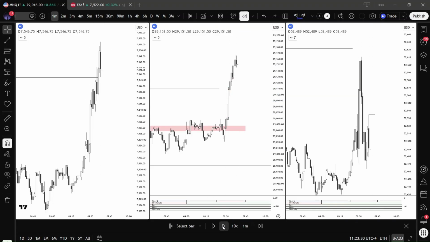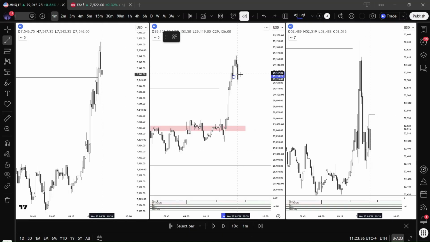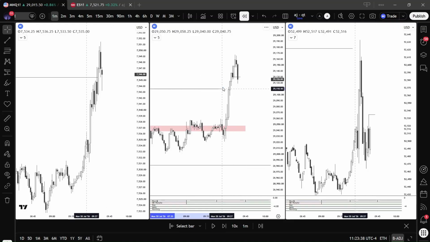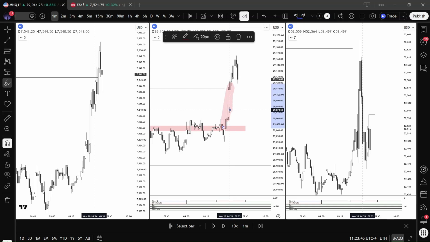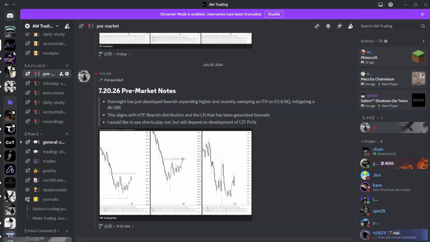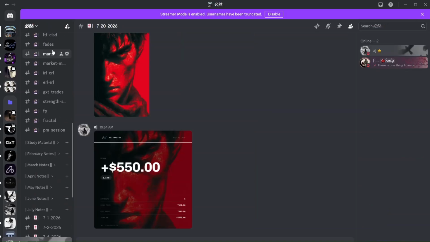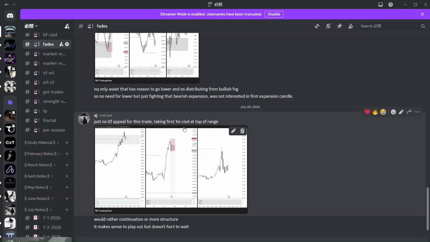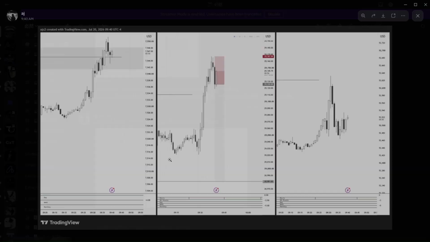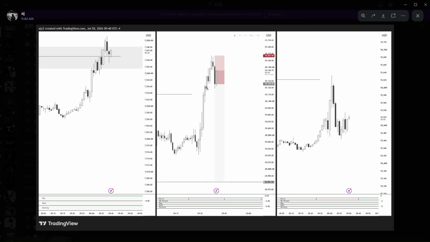Initially I see people that took this short here, which is technically valid. We have the CISD at the highs. To me, we're immediately fighting this entire leg of expansion. In my mind, I had actually written this out in my fade journal: no low time frame appeal for this trade, first 1 minute CISD at the top of the range. There's nothing here that validates or allows price to quickly distribute through this range down to these lows. So I decided to wait.